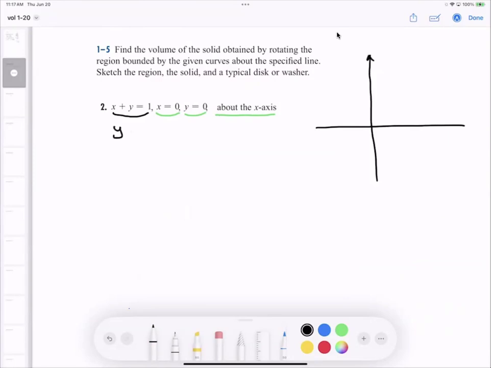So the line y equals 1 minus x. If x is equal to 1, it hits the x-axis. If y is equal to 1, then x is equal to 0. So this is the visualization of this decreasing line, right? And then x equals 0, y equals 0. So you're basically looking at this triangular object, right? You try to rotate this object about the x-axis.